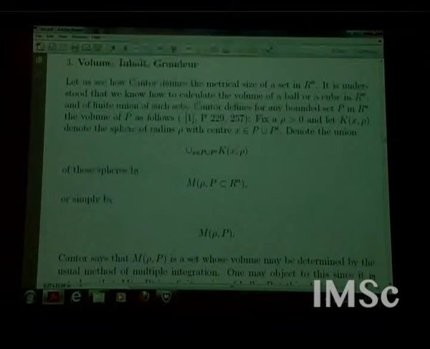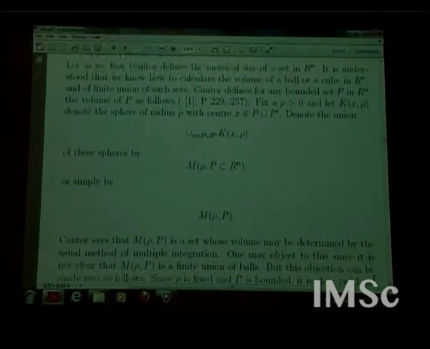So let us assume that P is closed. Denote the union, x in P union P prime, of these spheres K_x(rho), by M(rho, P). They didn't mind spending a lot of space in those days. So M(rho, P) in R^n. He is using R^n, and this is how his symbol is. Or simply M(rho, P) if you already have an n in mind.